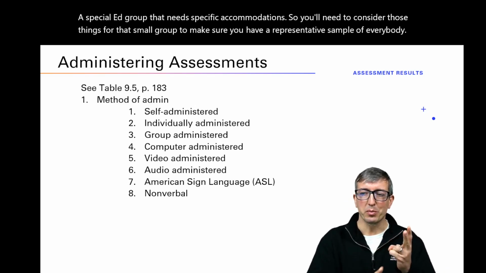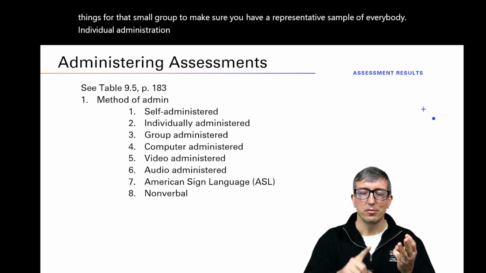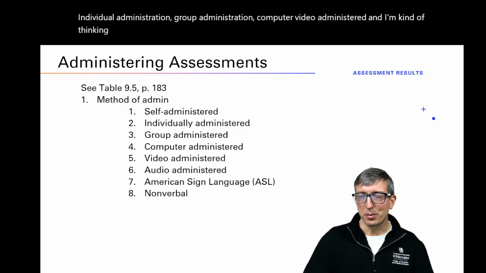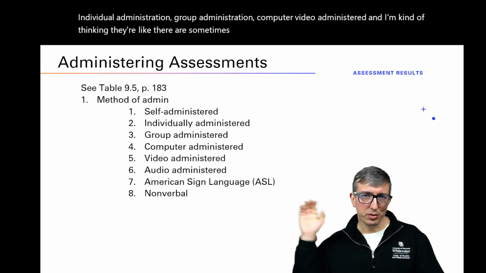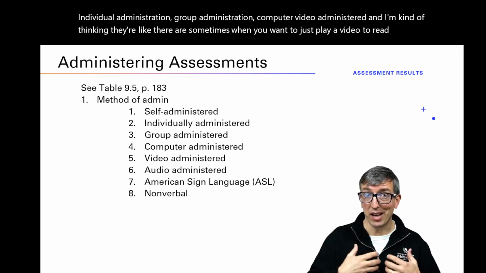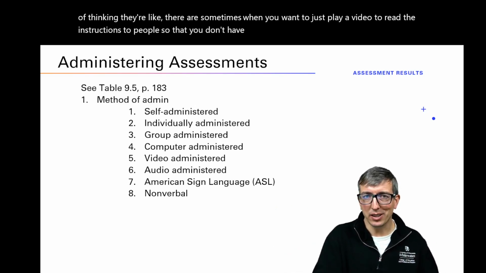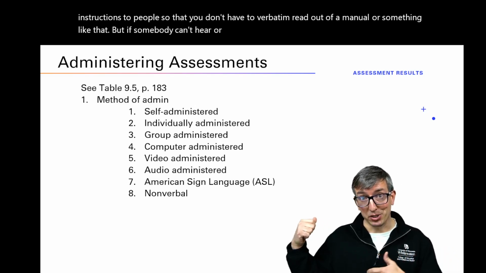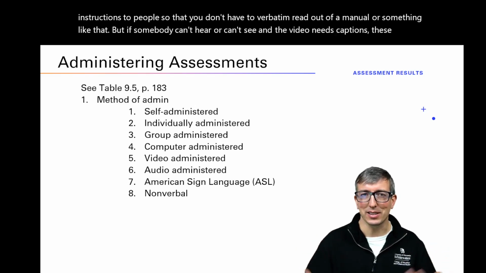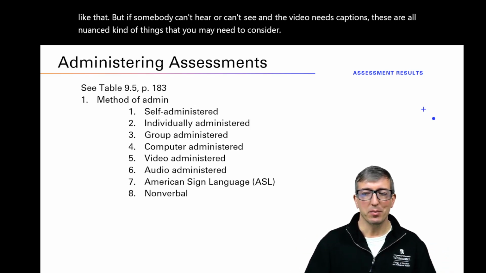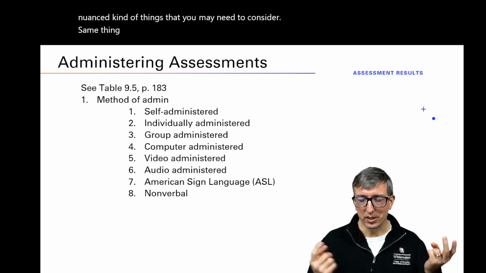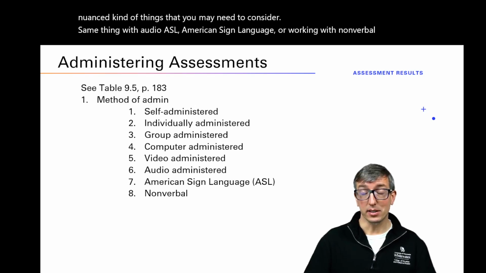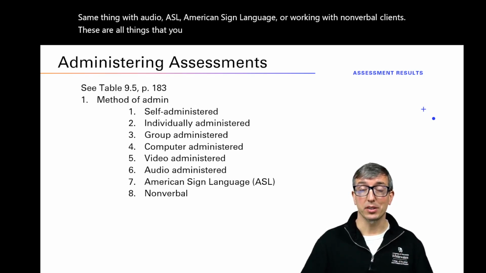Individual administration, group administration, computer, video administered. I'm kind of thinking there are some times when you want to just play a video to read the instructions to people so that you don't have to read verbatim out of a manual or something like that. But if somebody can't hear or can't see and the video needs captions, these are all nuanced kind of things that you may need to consider. Same thing with audio, ASL, American Sign Language, or working with nonverbal clients. These are all things that you may encounter later on that you have to think about.